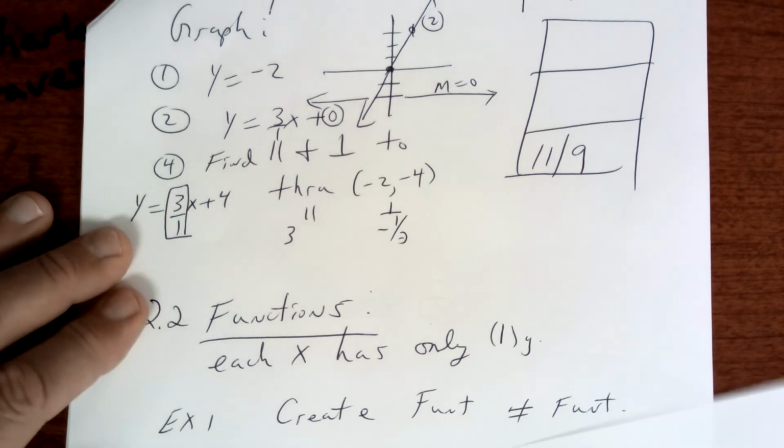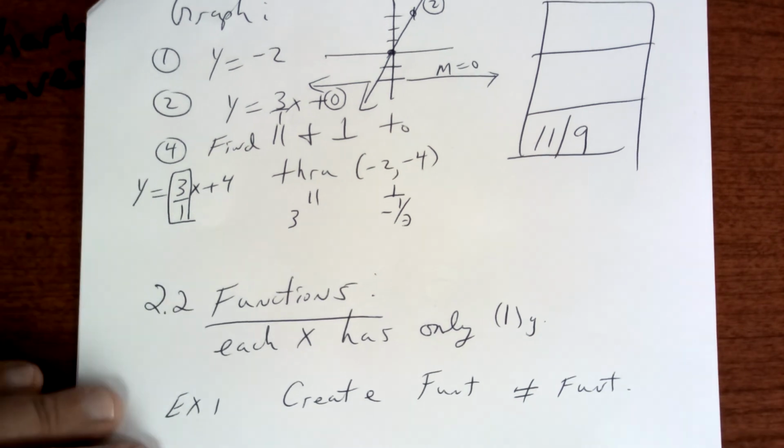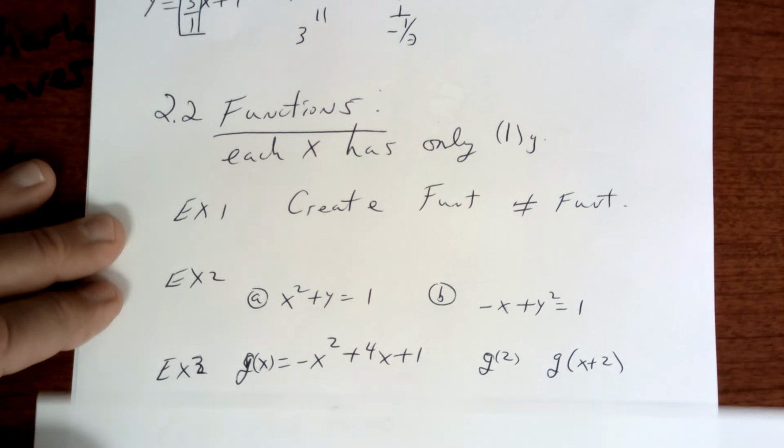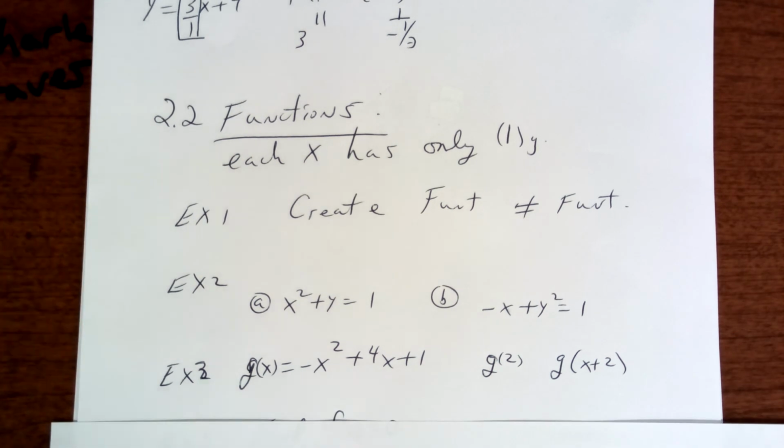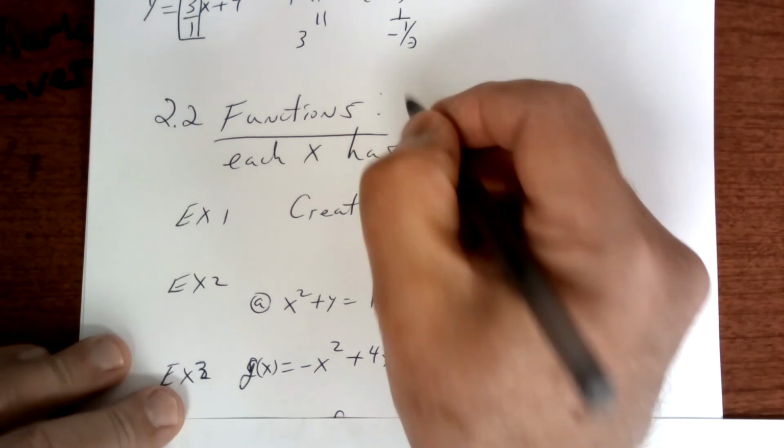Let's go on a new sheet of paper. Copy down everything you see right here. Okay, we're talking about functions here. In 2.2, we're going to be on page, I want you to open up your book. It looks like page 174. So page 174.